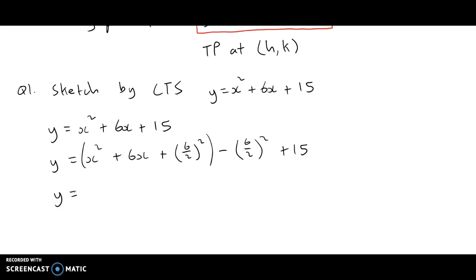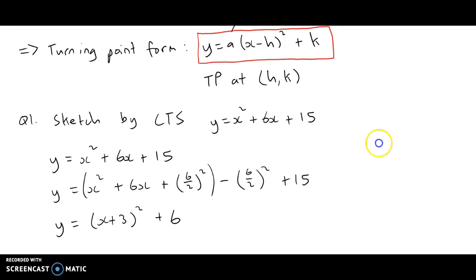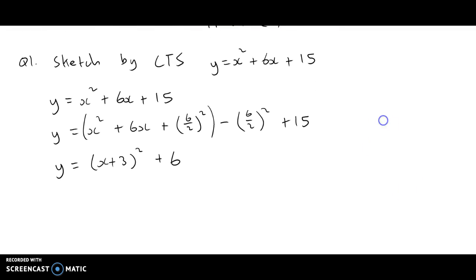Alrighty, x squared plus 6x plus (6 over 2) all squared, what we've done is we've created a perfect square, so that becomes (x plus 3) all squared minus, 6 over 2 is 3, 3 squared is 9, so minus 9 plus 15 will give us plus 6. Alrighty, so we've got our parabola in turning point form.